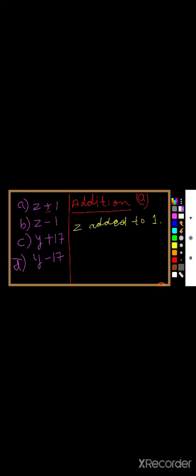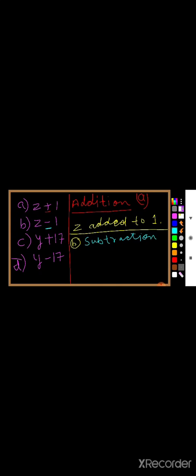So this was all about A part. Now next is B part. Let's discuss about B part now. B part is, again just check, it is z minus 1. So you have to write in front of z minus 1 only. What is the operation used here? Operation used is subtraction, right?